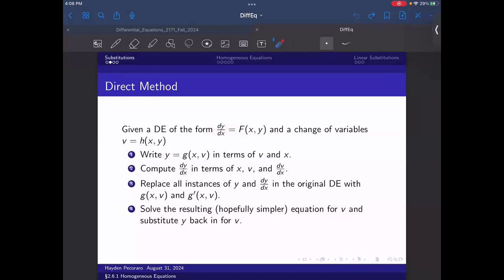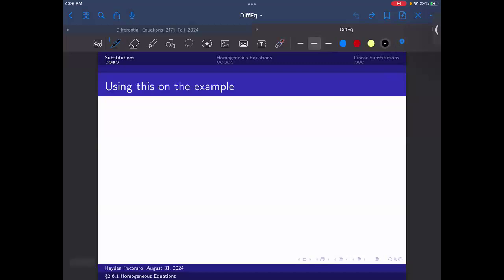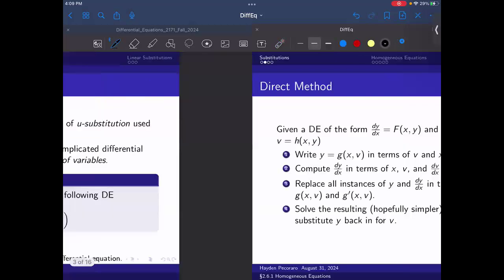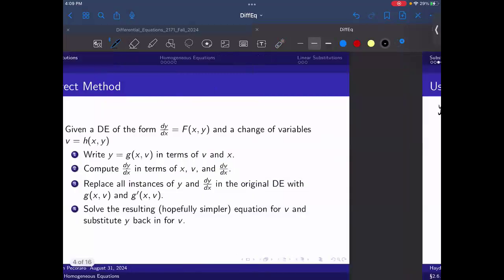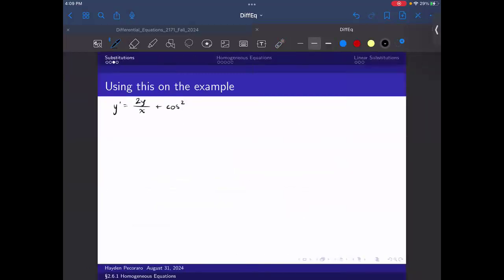All right, so let's see how this works with this example. If you haven't finished copying, don't worry, we'll walk through it. So we have the differential equation, y prime equals 2y over x plus cosine squared of y over x squared. And then it says our substitution should be v equals y over x squared.